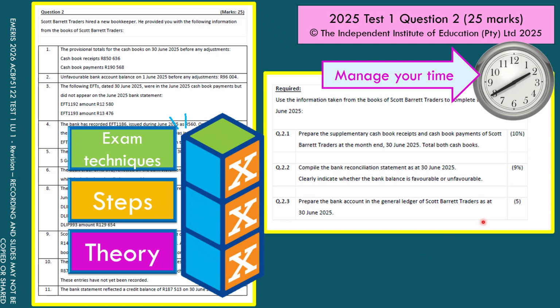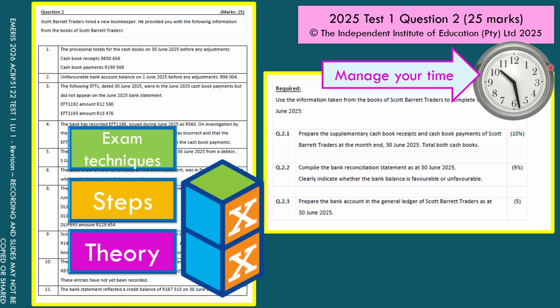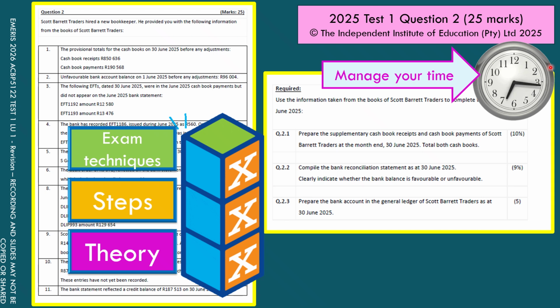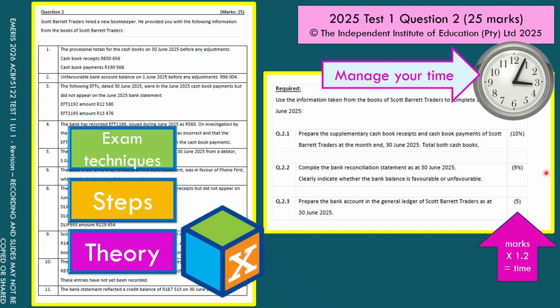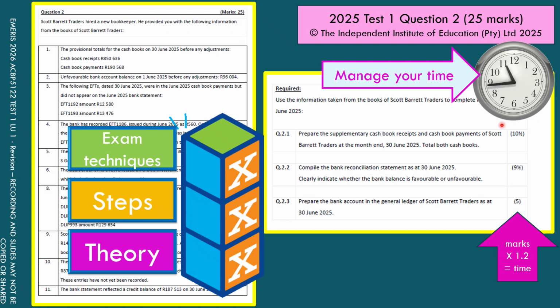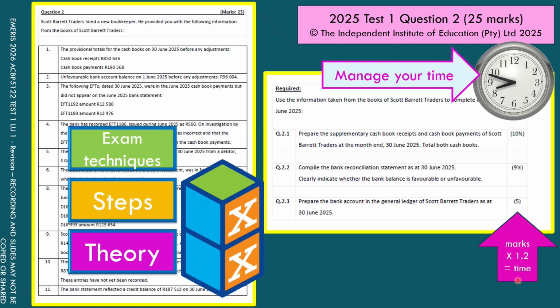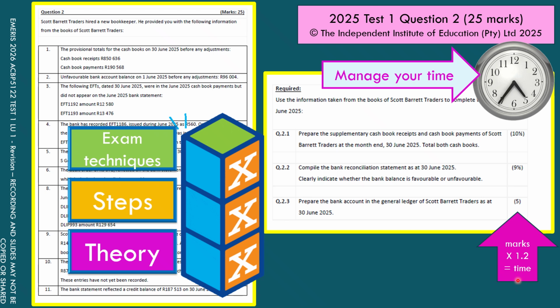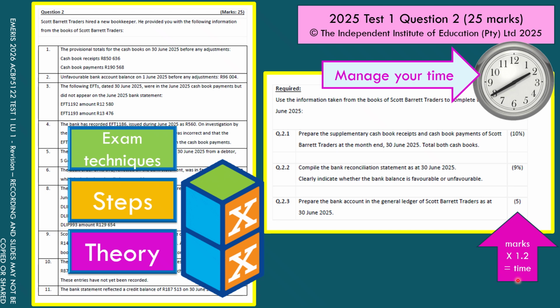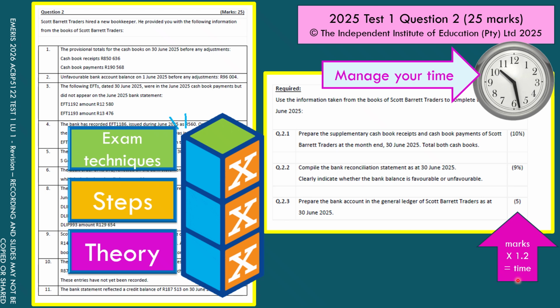And one of these exam techniques is to manage your time in an assessment. And what do we mean by that? We mean that you should take the marks allocated to a question. You must multiply it by 1.2, and that will tell you how much time you are allowed to spend on this question. Remember, in the upcoming semester test, you only have an hour to complete the test. And as you know, an hour can go by very, very quickly.